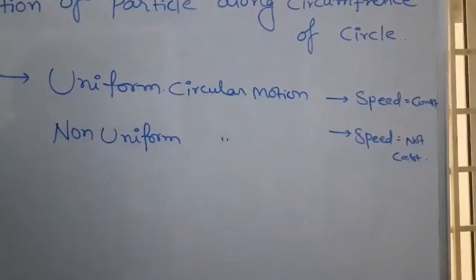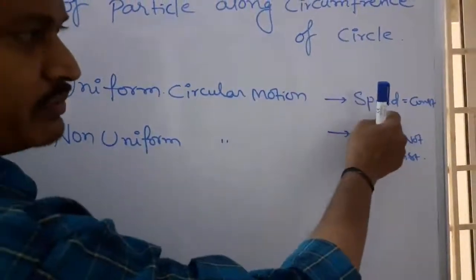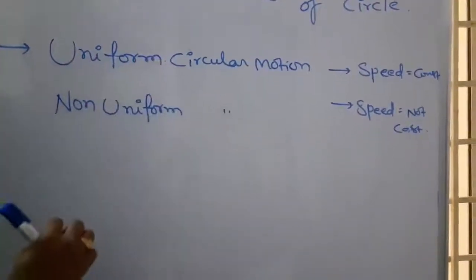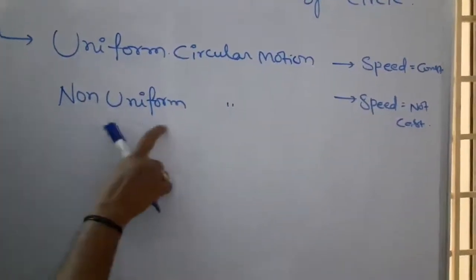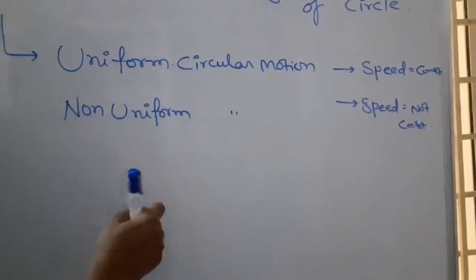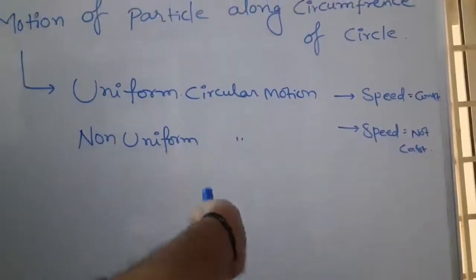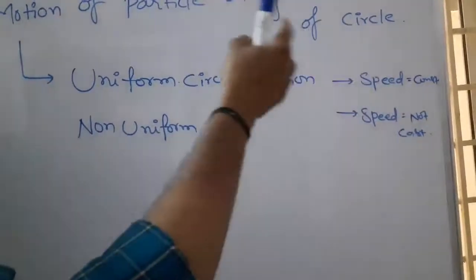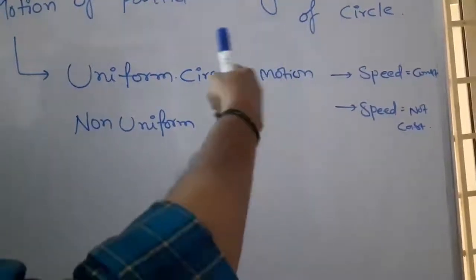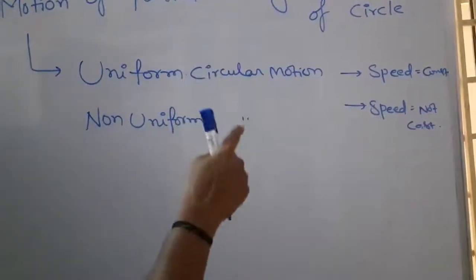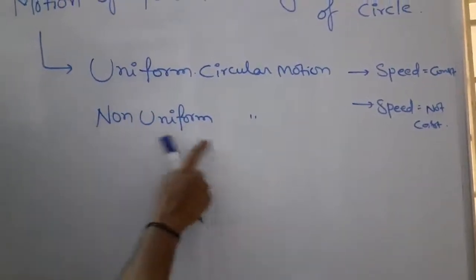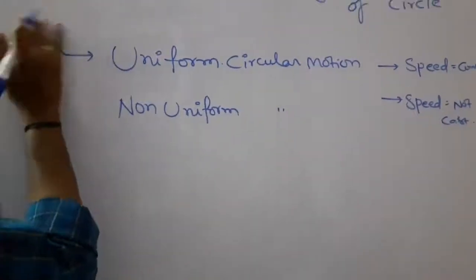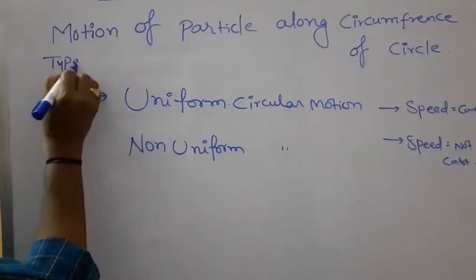For uniform circular motion, the best example is the revolution of the earth, with itself and around the sun. Next, non-uniform circular motion means a stone connected with a wire or a string and rotated in a vertical circle. That is the best example of non-uniform circular motion. So these are the types.